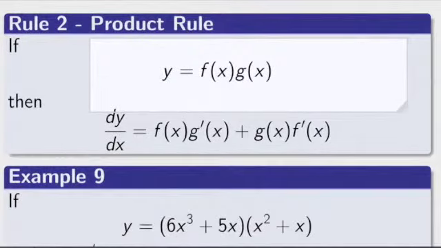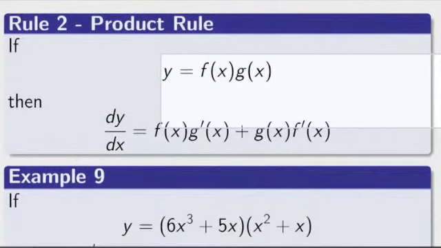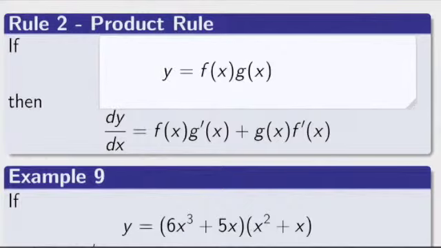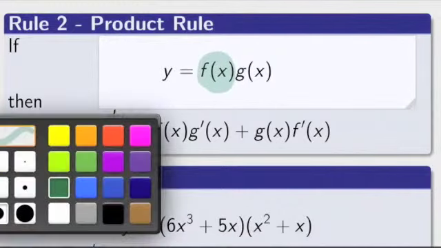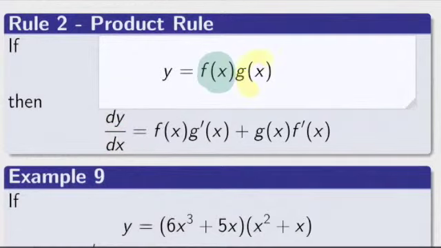Let us now consider the product rule. Suppose that y is expressed as the product of two functions, f(x) being the first function and g(x) being the second function. So here is our first function, here is the second function. So y is the product of two functions.